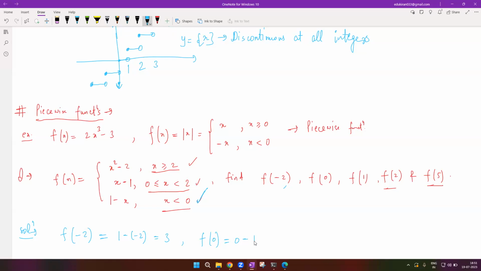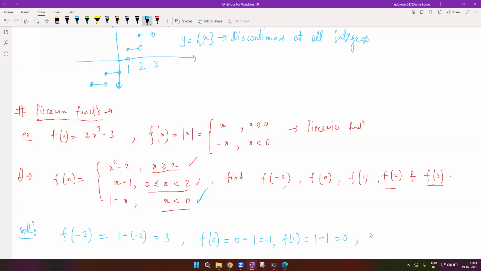I'll replace x with 0 in this. Whatever the value is, the answer will be that, right? So if I need to find out f1, I will have to replace x with 1. In that case, I will be choosing my second expression. So f1 will be 1 minus 1, that is 0.